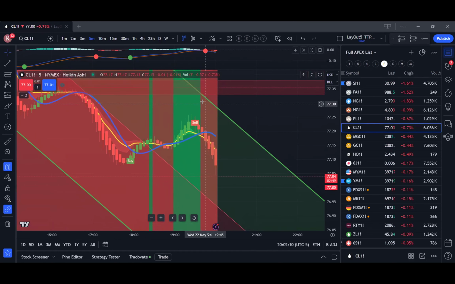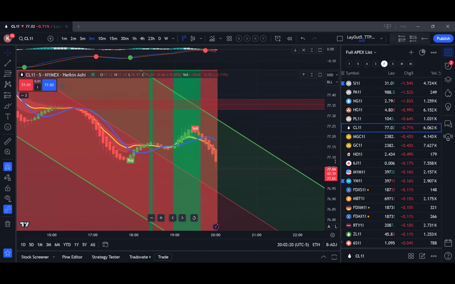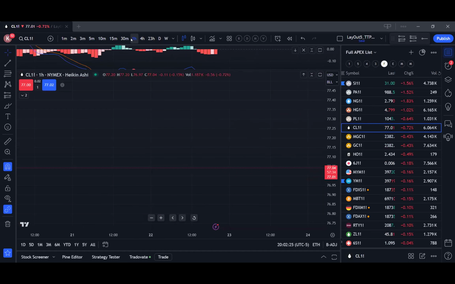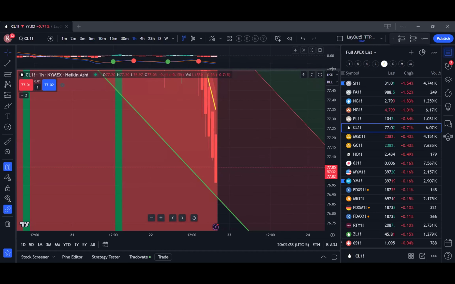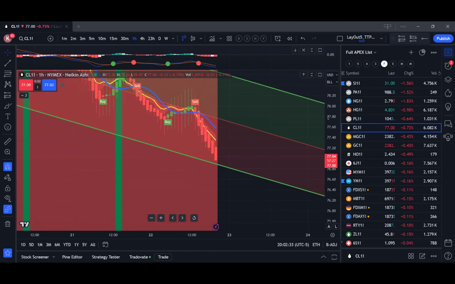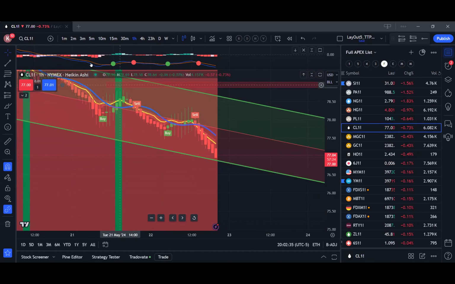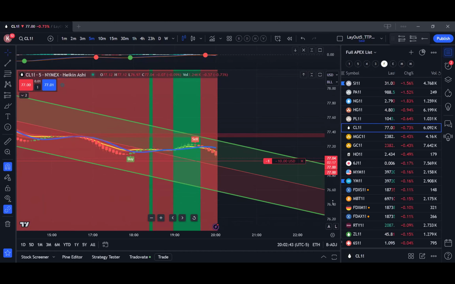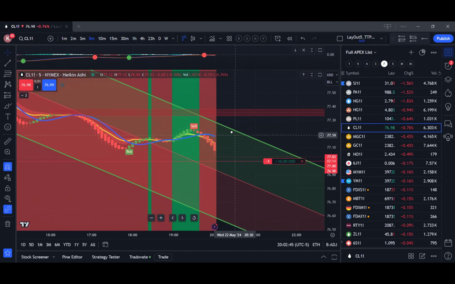Crude oil is also looking good, right? Because we have sell here, red background here, red candle. We can short, 1 hour. I took a short on crude oil.